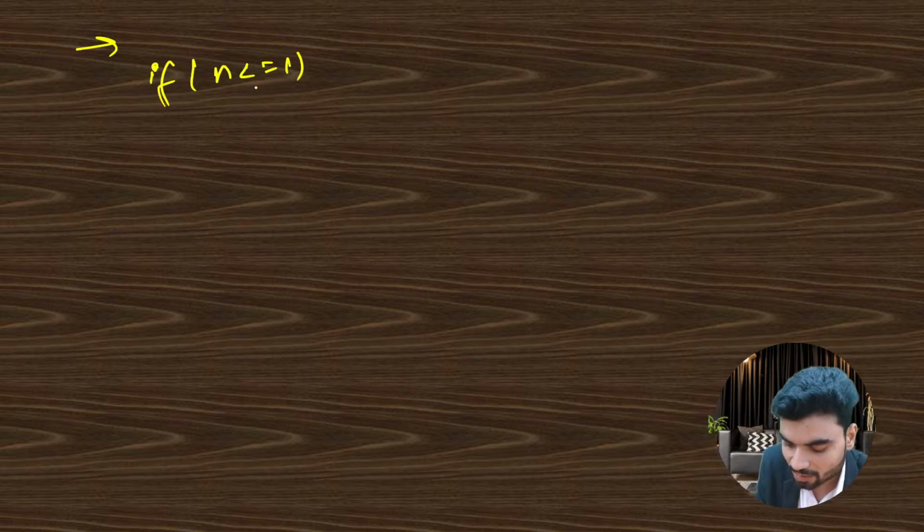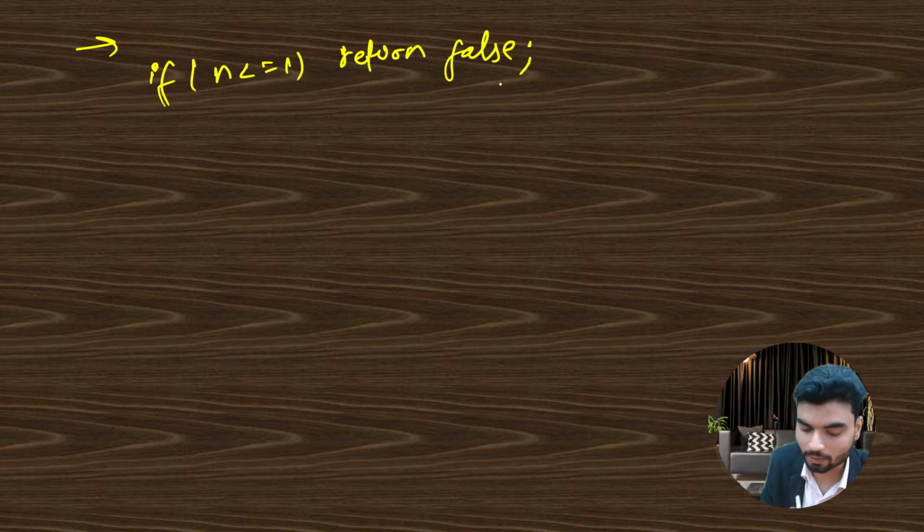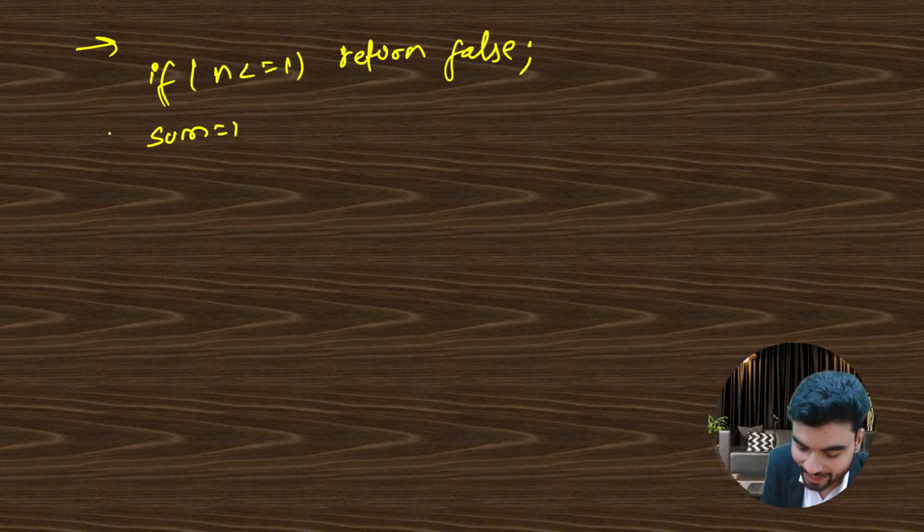Now here is how our solution is working. First we are checking if n is less than or equal to 1, which means 1 and all the numbers less than 1. In that case it will be false. Make sense? Again, we are taking sum equals to 1. Why? I'll tell you why. Just wait for a second.